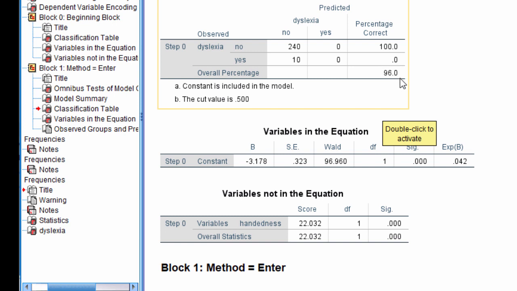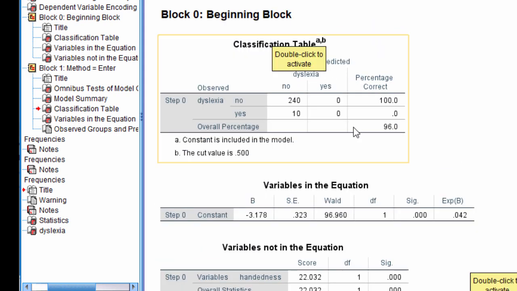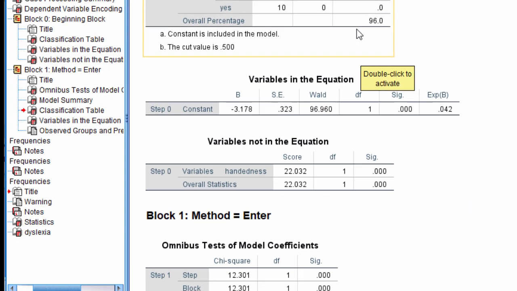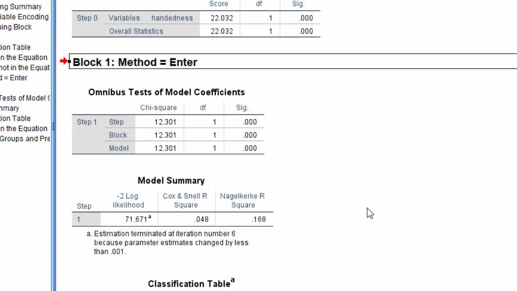What's the classification rate that we need to beat as a result of including another variable in the model? And here we've got variables not in the equation, and we have handedness. That's the actual predictor we're interested in. So this is the null model, just setting the stage. What do we need to beat? 96%.